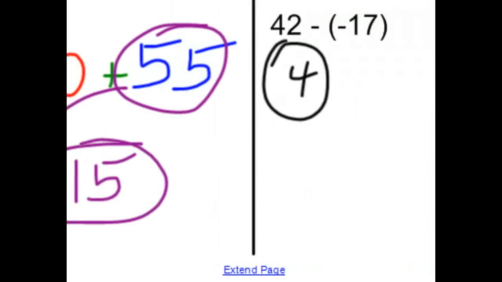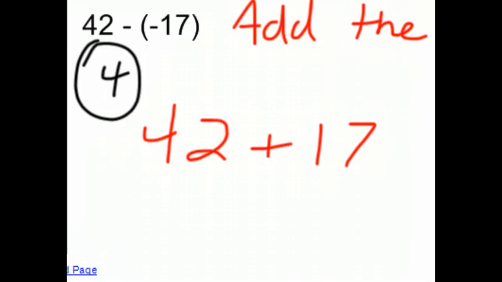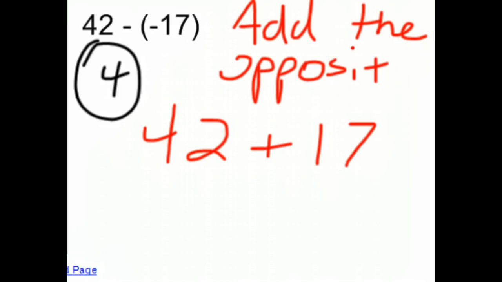And finally, 42 minus negative 17 with keep, change, change. In this case, we're going to use add the opposite. 42 stays there. Going to add the opposite of negative 17, which is a positive 17, just when talking about add the opposite rather than keep, change, change. And 42 plus 17 is 59.